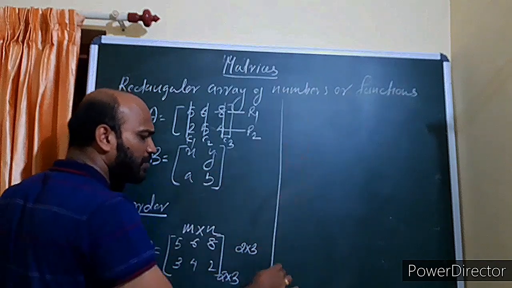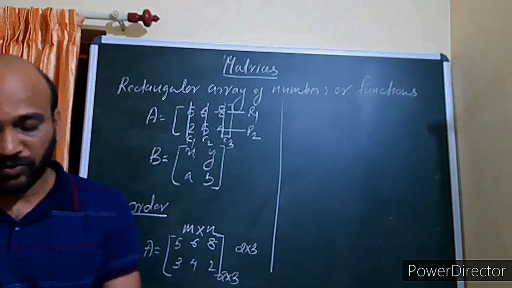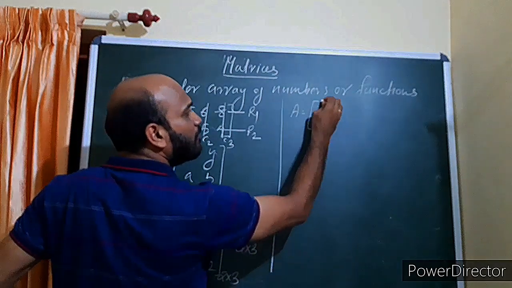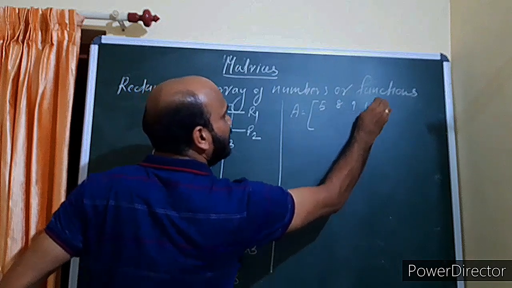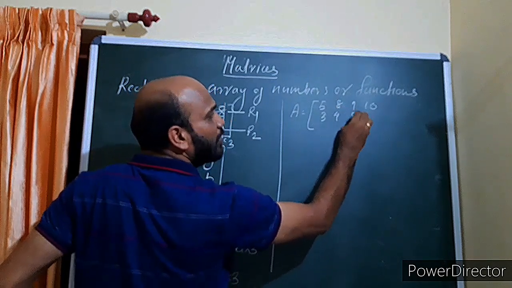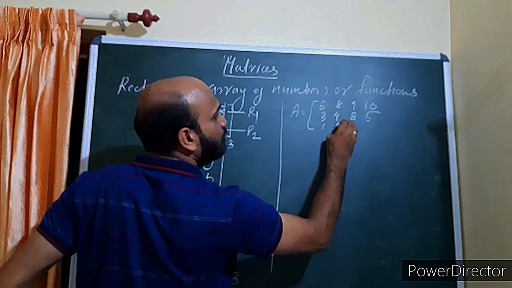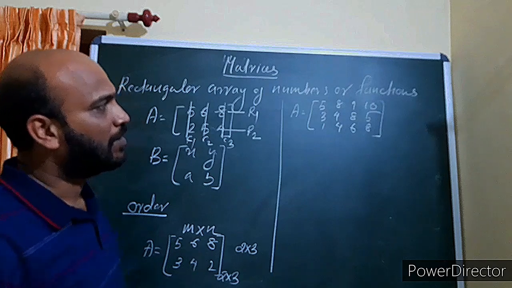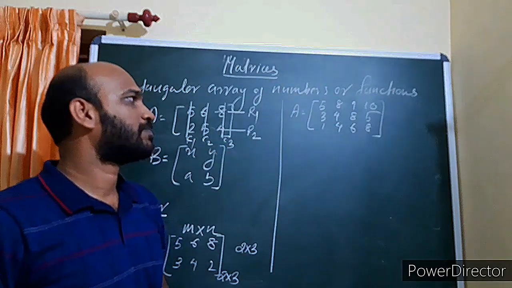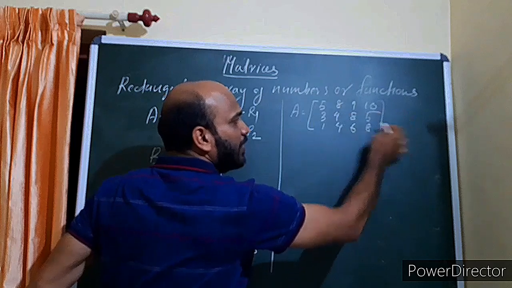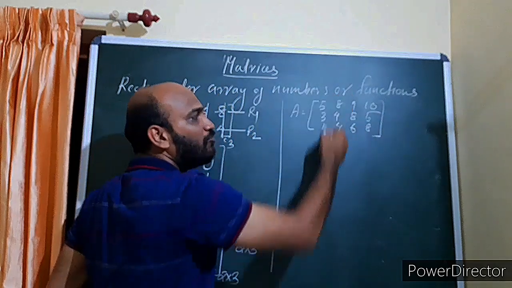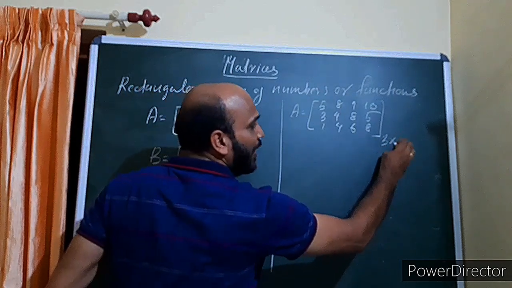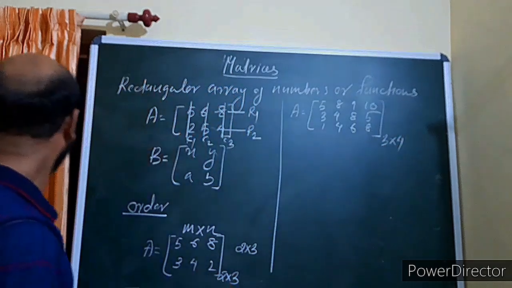So now I will write some questions. We want to find the order of the matrix A equal to 5, 8, 9, 10, 3, 4, 8, 5, 1, 4, 6, 8. These are elements. What is the order of this matrix? This matrix has got 3 rows, right? And 4 columns. So order of this matrix is 3 by 4.